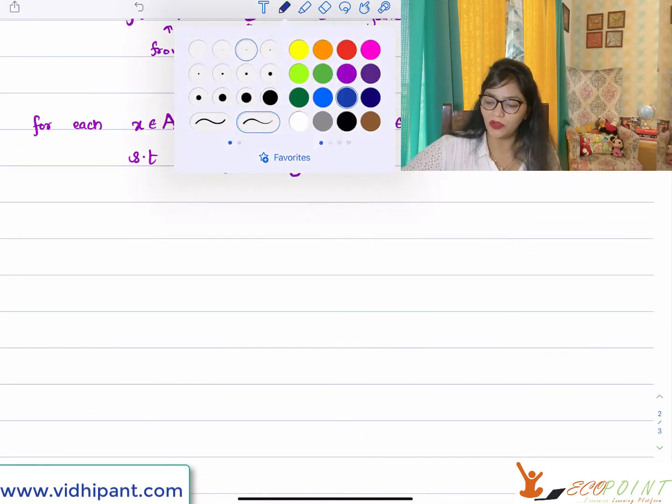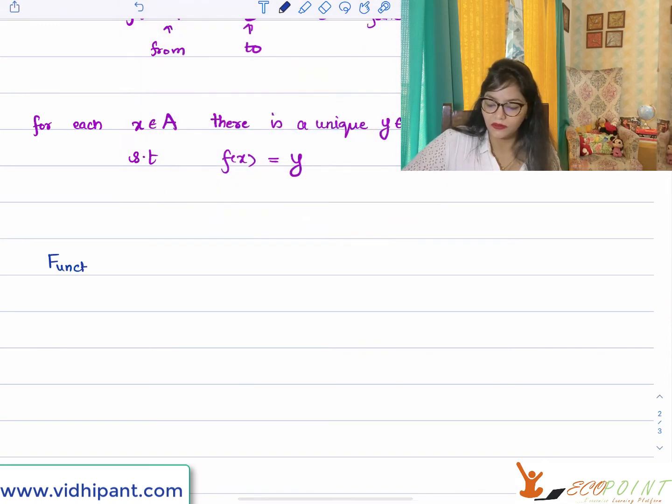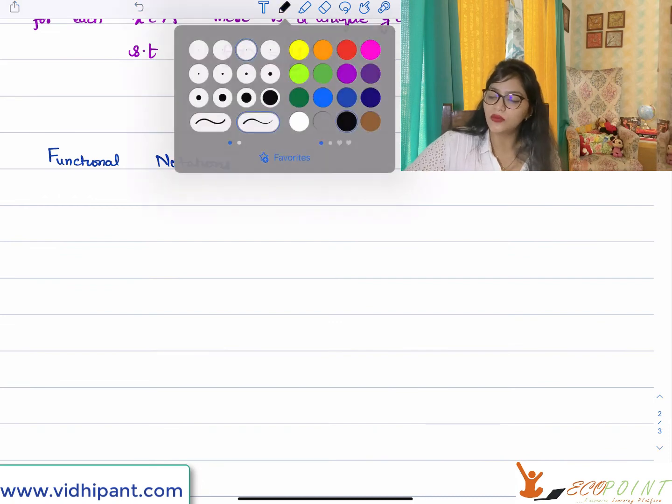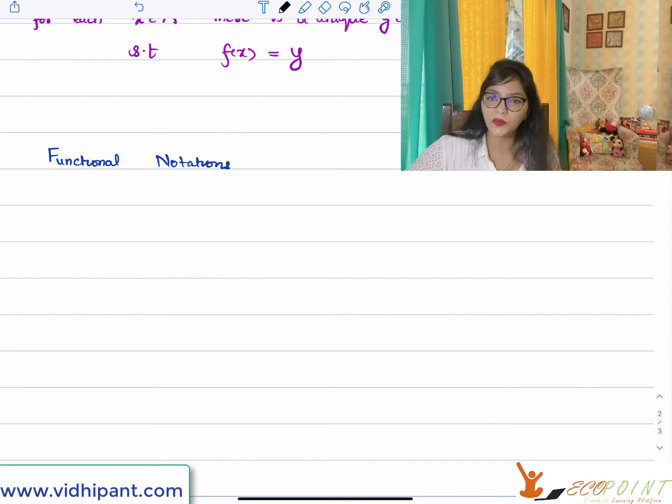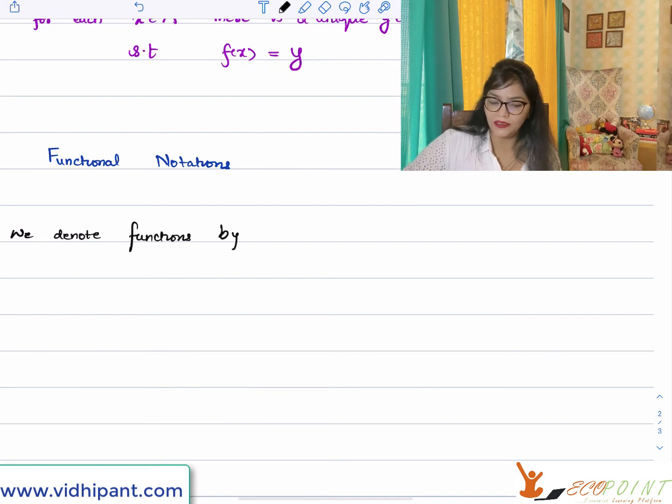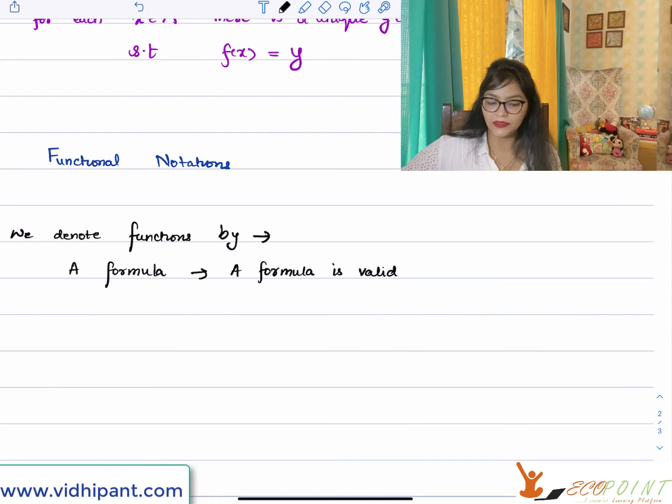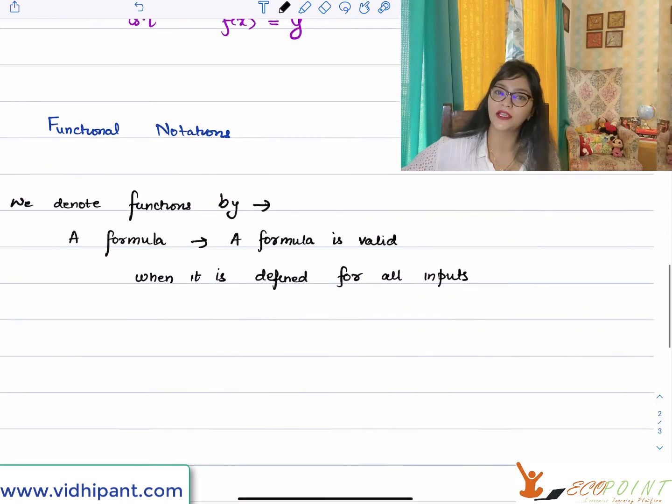Now I'm also going to talk in brief about functional notation. So we in general denote a function by a formula or an algebraic expression, and a formula is valid when it is true for any input that you take, when it is defined for all inputs.